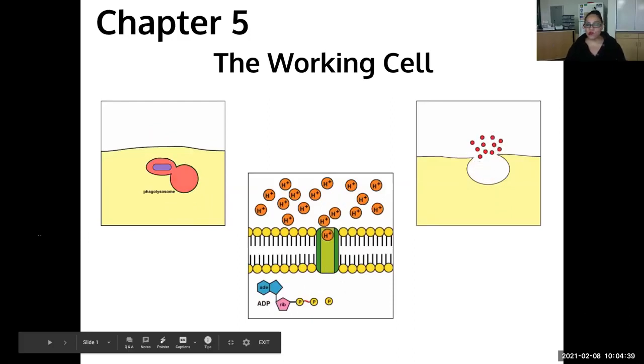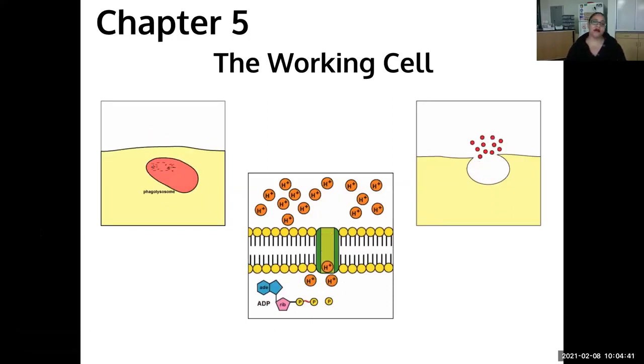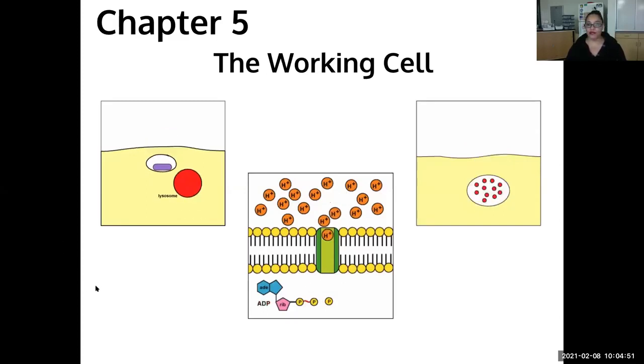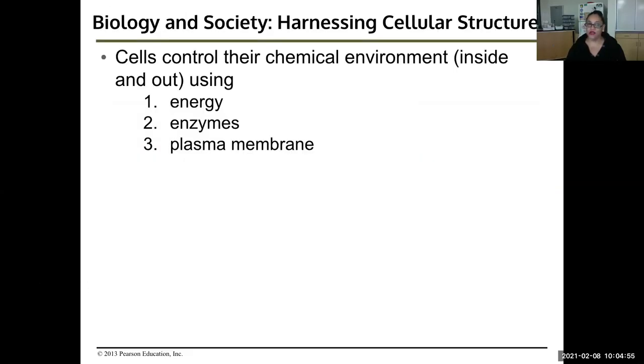But chapter 5 is about the working cell. So last week we learned about all the cell parts, the mitochondria, the nucleus, the Golgi apparatus, all that good stuff, all of the cell parts. And this week we're going to learn how those parts work in certain ways.